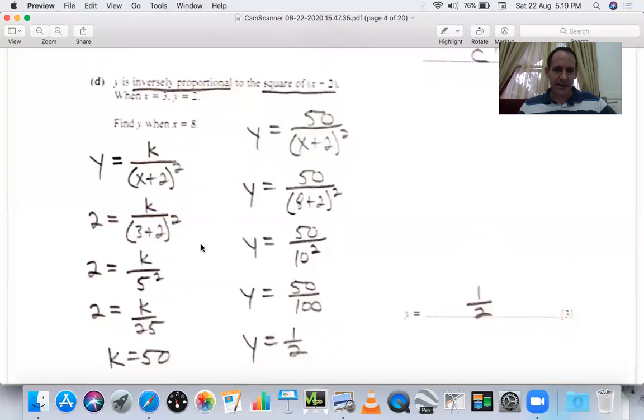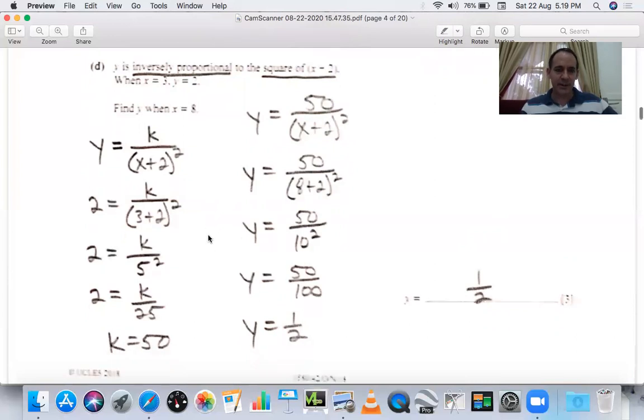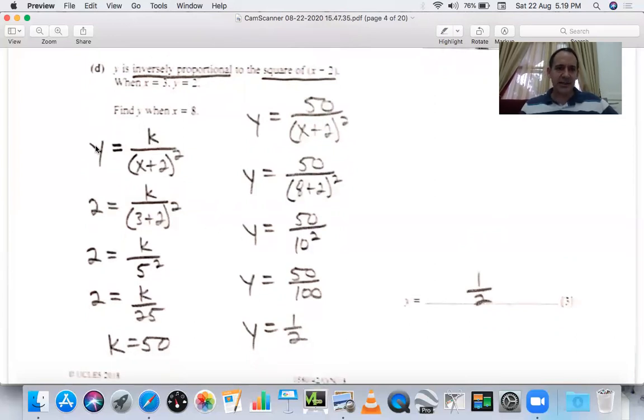Don't forget to put that. A lot of people forget the proportionality constant. You have to supply it. You don't see it in the problem. So since this is inversely, it's y equals k divided by x.